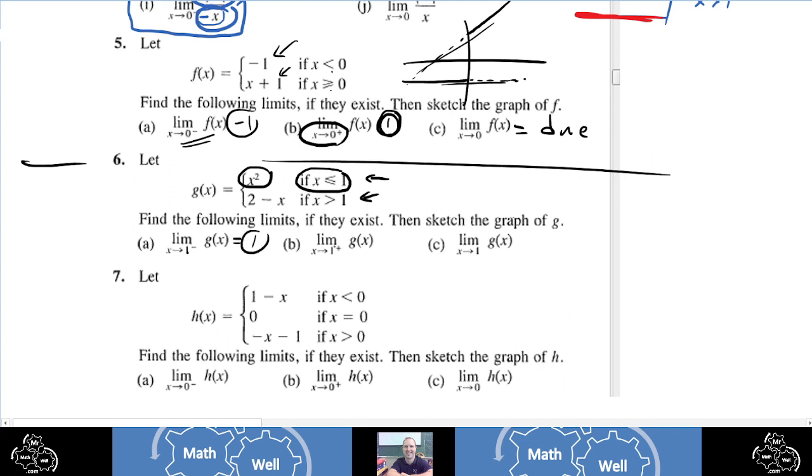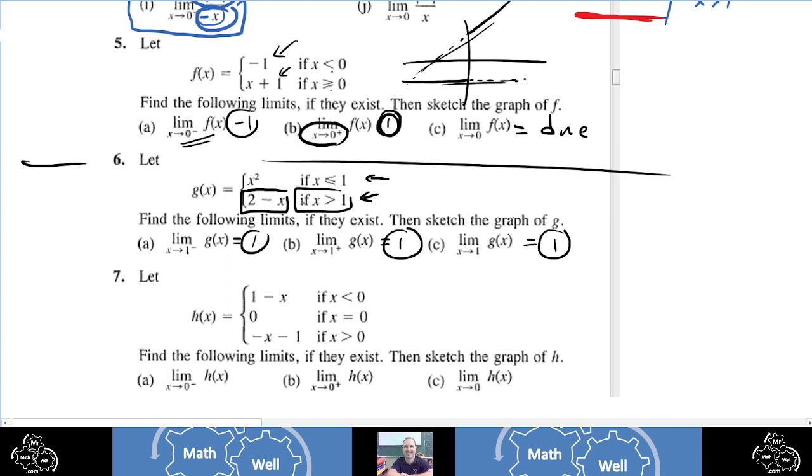Okay. This one is approaching 1 from the right. So that's where we have x greater than 1. So that means I should plug 1 into here to find out what this limit might be. And again, we have no restrictions, right? Nothing mathematically wrong with plugging 1 into either of these. No big deal. So 2 minus 1 is 1. Does the limit exist in general? Yeah, sure does. Left-hand and right-hand are the same.